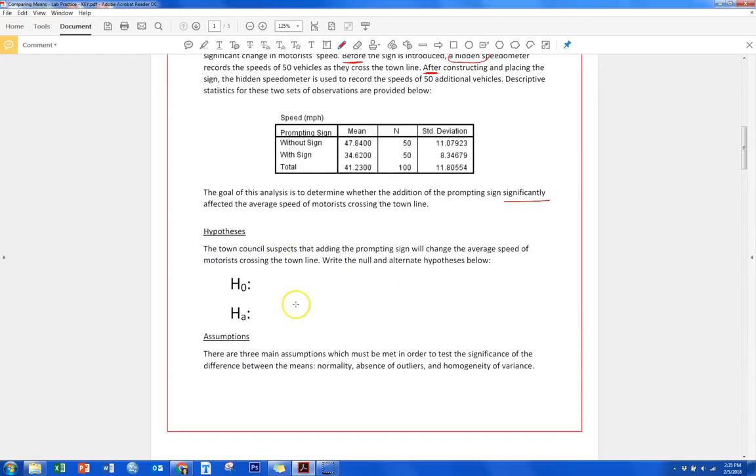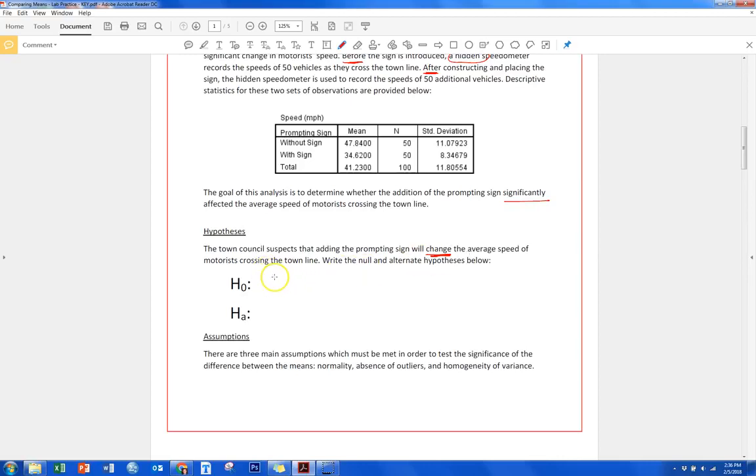So let's take a look at our hypotheses. The town council suspects that adding the prompting sign will change the average speed of motorists crossing the town line. Notice the language, change. So what we have here is a bidirectional hypothesis. We're just saying that the sign will make the speed different. We sort of intuitively expect it to go down, but we're also open to the possibility that the speed could go up. Maybe something about the sign prompts drivers to speed up, or perhaps there's no change at all.